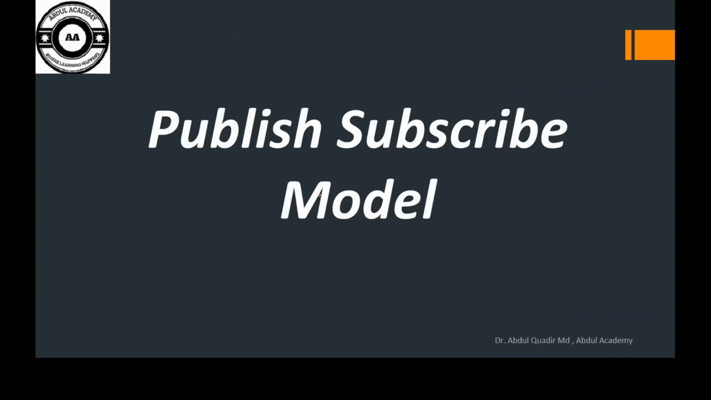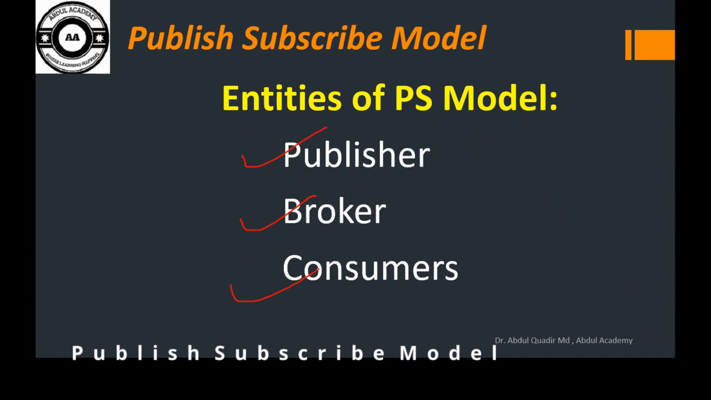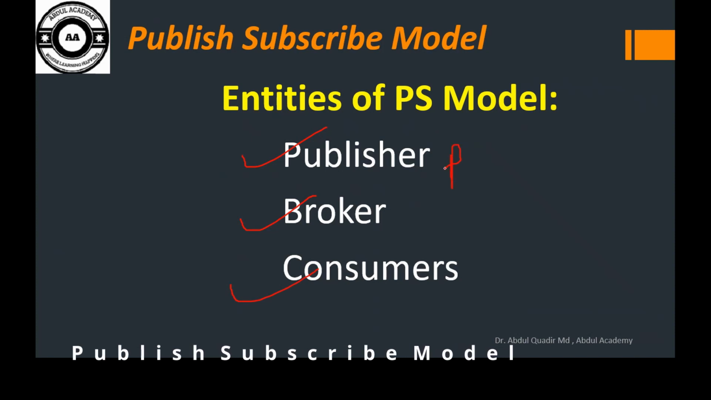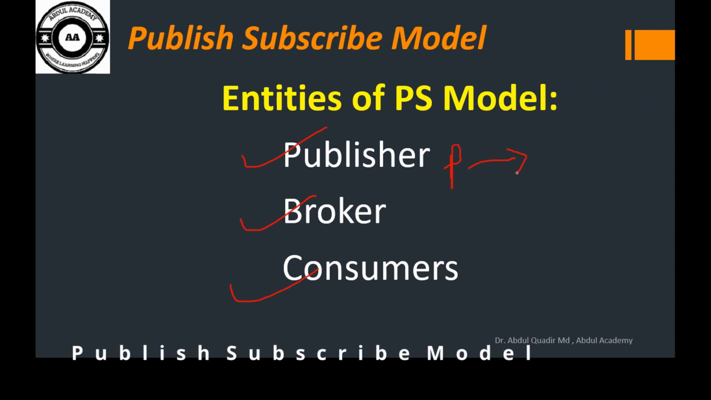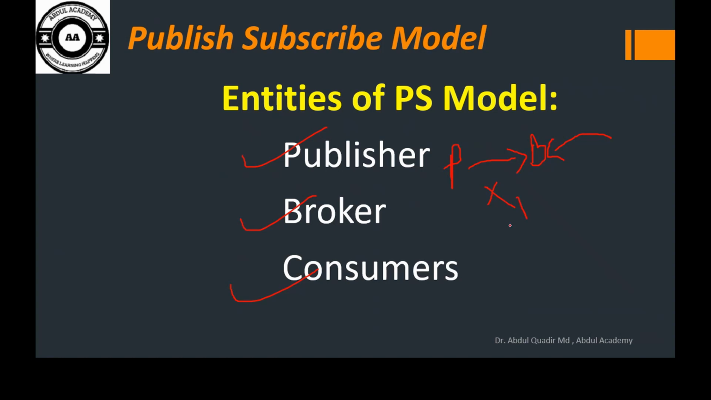Second one is the publish subscribe model. Publish subscribe model has 3 entities: publisher, broker, and a consumer. Publisher always publishes the data on a particular topic to the broker. Consumer always subscribes to the broker on a particular topic. Let us say, for example, a publisher has published on topics X1, X2, X3, and the consumer has subscribed for a topic X3.